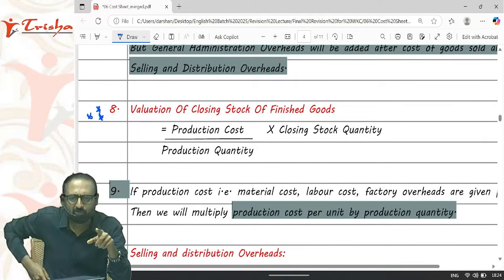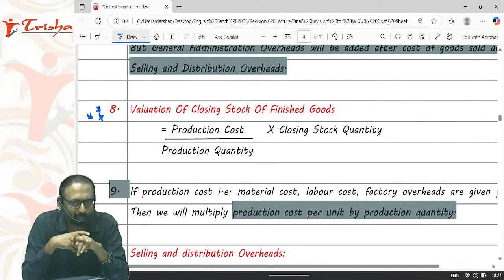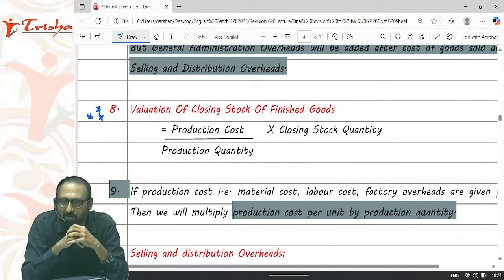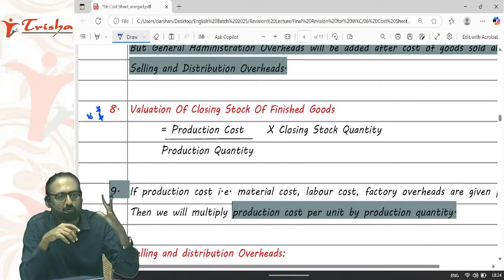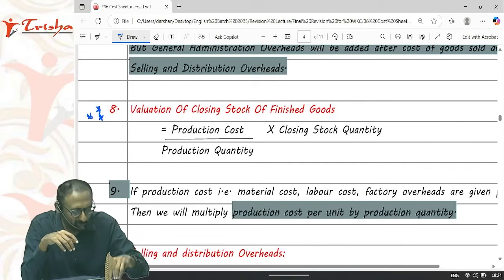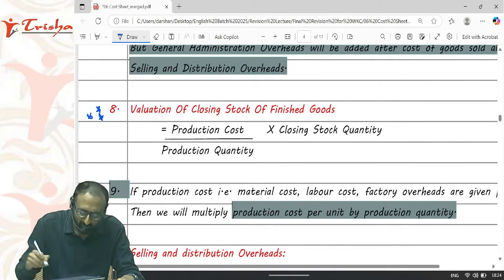Especially when you are solving questions of cost accounting, integrated, non-integrated, where reconciliation questions are asked, most students write the wrong answer for the closing stock. In costing, how to value closing stock? You will have to follow this formula: production cost divided by production quantity multiplied by closing stock quantity.